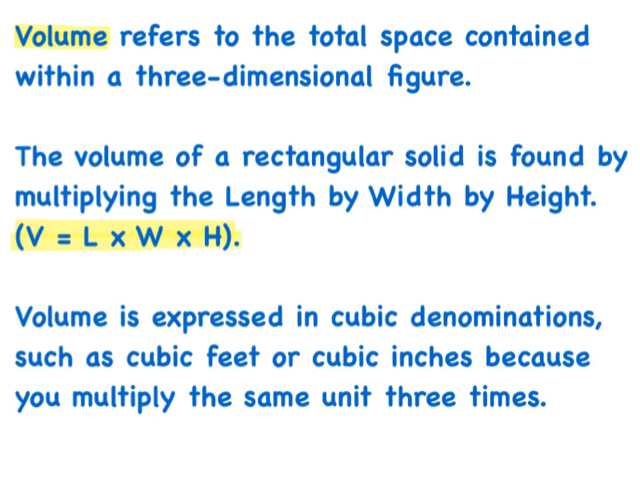When we're talking about volume, that refers to the total space contained within or inside a three-dimensional figure. And the volume of a rectangular solid is found by multiplying the length times the width times the height. And here you see our formula: volume equals length times width times height. And volume is expressed in cubic denominations such as cubic feet or cubic inches because you multiply the same unit 3 times.